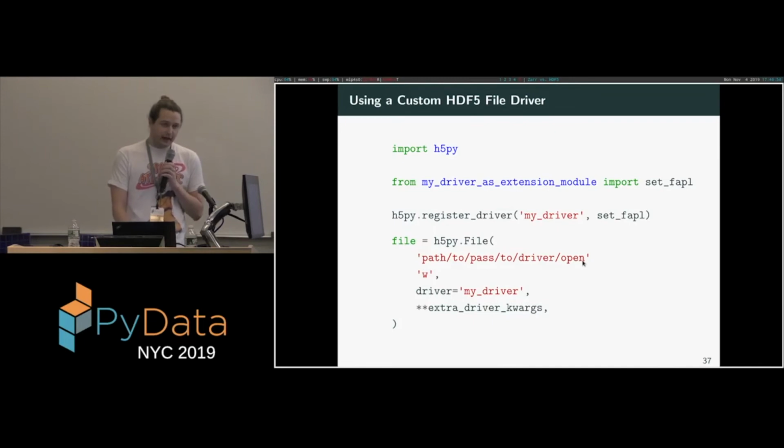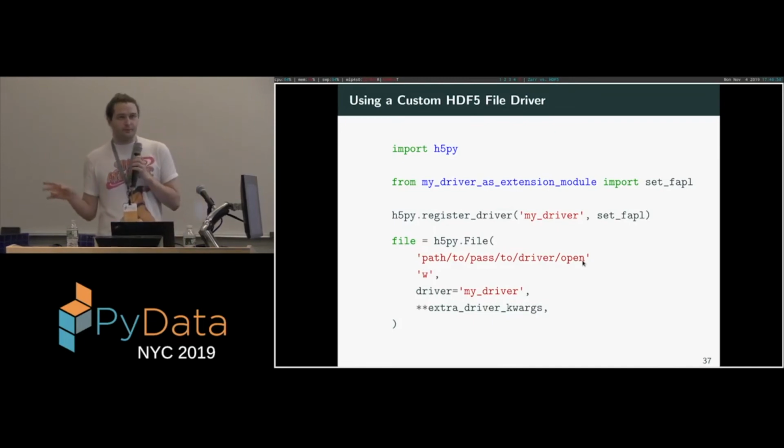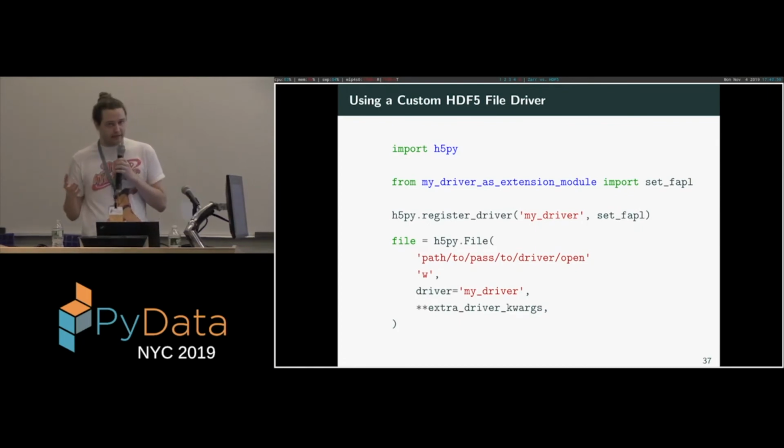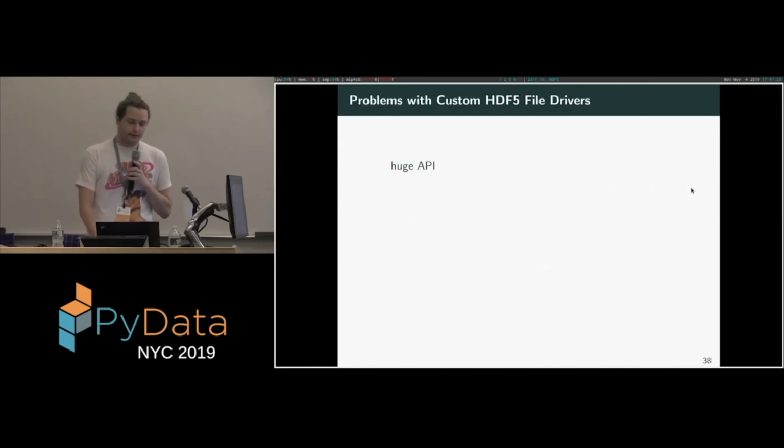The path that's going to get passed is just a string that gets fed to your driver's open function. So in the S3 case, or let's say you wrote a driver that stored data in S3, maybe by blocking it up in like 2 megabyte blocks, instead of passing a path to a file on disk, you would pass an S3 URI. So this doesn't actually have to be a file path as the first argument. It's just a string that would be passed to your driver's open. And then any extra keyword arguments that you pass to file will be forwarded to the set file access property list.